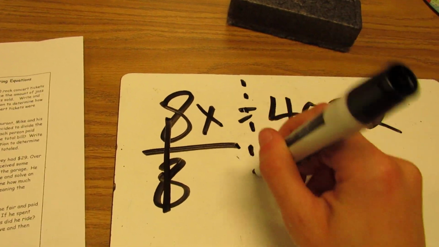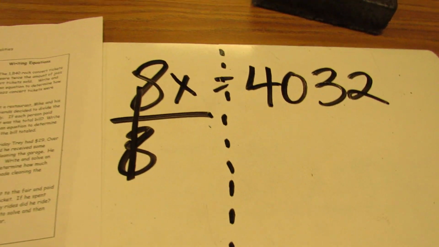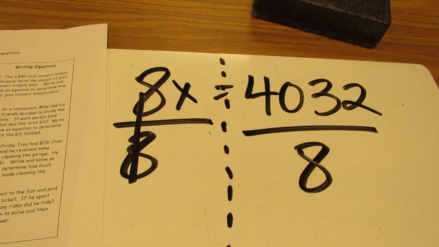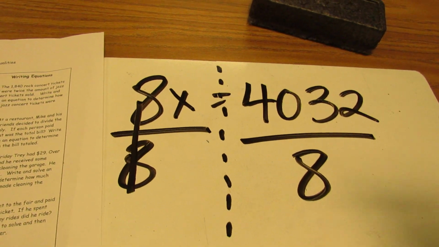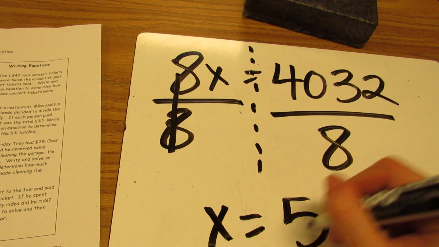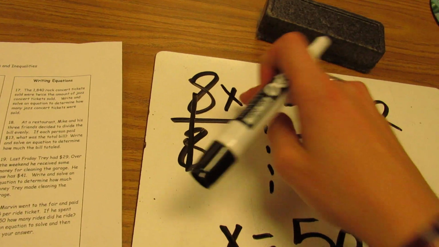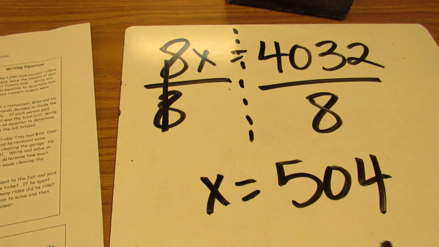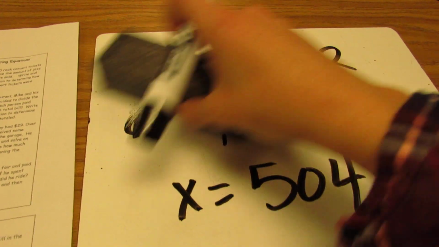But remember, we said that these are equal signs. I need to do the same thing on the right side. So 4,032 divided by 8 gives me 504. Now x is equal to 504. Now remember, I told you that you need to plug in x into your equation and double check to see if that is true. If 4,032 is equal to 4,032. Okay, so let's move on.